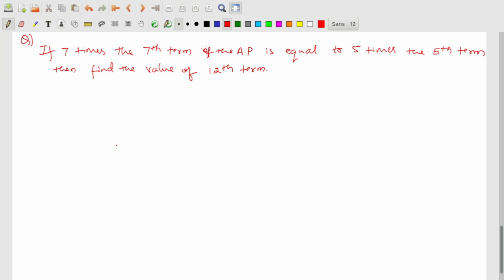Okay, next question. If 7 times the 7th term of an AP is equal to 5 times the 5th term of the same AP, then find the value of the 12th term, right? So again, first write the given data. Here the given data is 7 times the 7th term, so that is 7 into a7, is equal to 5 times the 5th term, that is a5, right? So this is given here. Find the value of the 12th term, that is a12, we need to find, right?